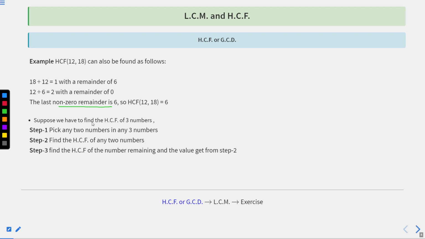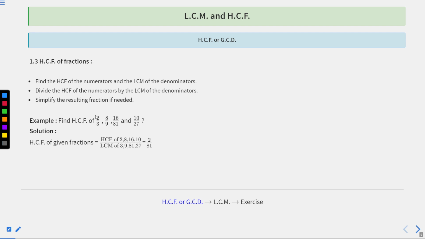Suppose we have to find the HCF of 3 numbers. In that case, pick any two of the 3 numbers, find the HCF of those two numbers, then find the HCF of the remaining number and the value obtained from step 2.